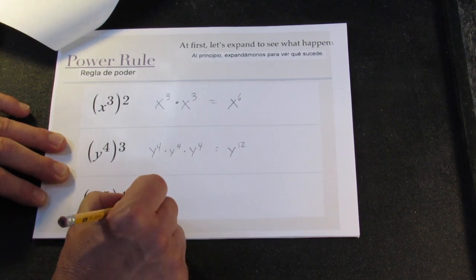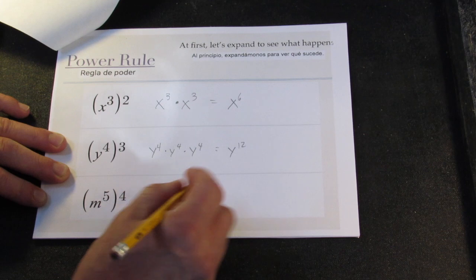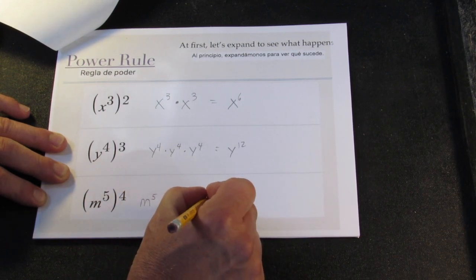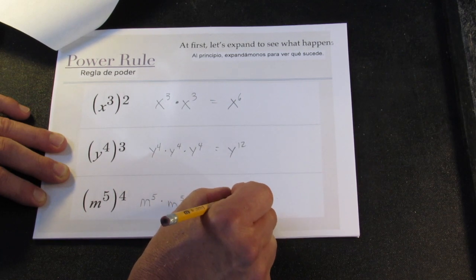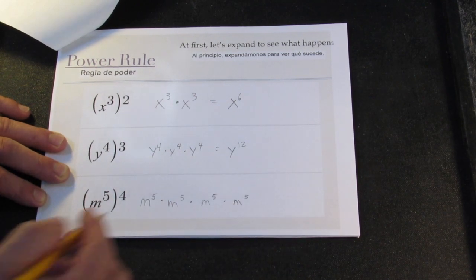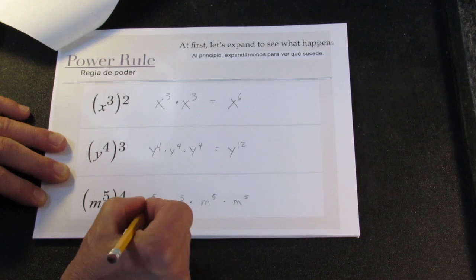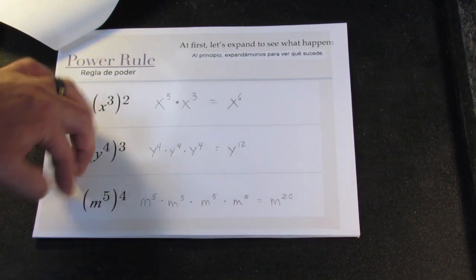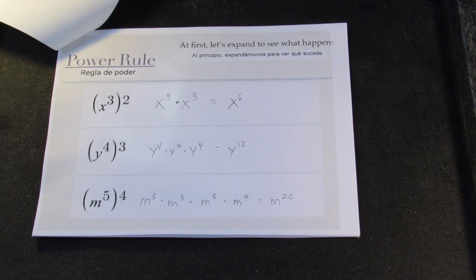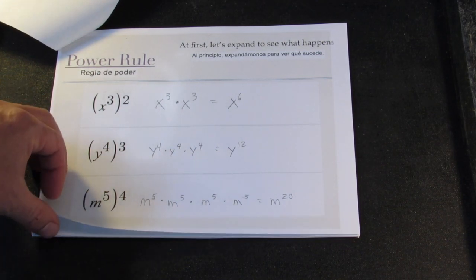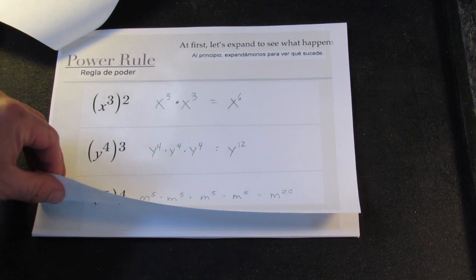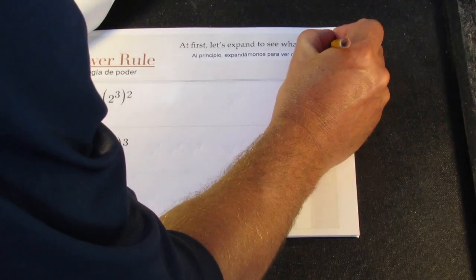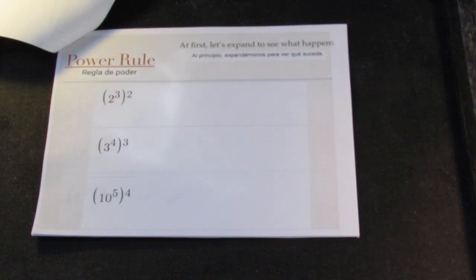Same thing here. I'm going to expand as my strategy at first. And hopefully you'll discover something really quickly. m to the fifth times m to the fifth times m to the fifth times m to the fifth. That would be m to the fifth to the fourth power. 5, 10, 15, 20. So it's m to the 20th. I hope you're noticing a pattern here. And I'll explain that a little further and show you what to do on your tests and all that kind of stuff shortly.